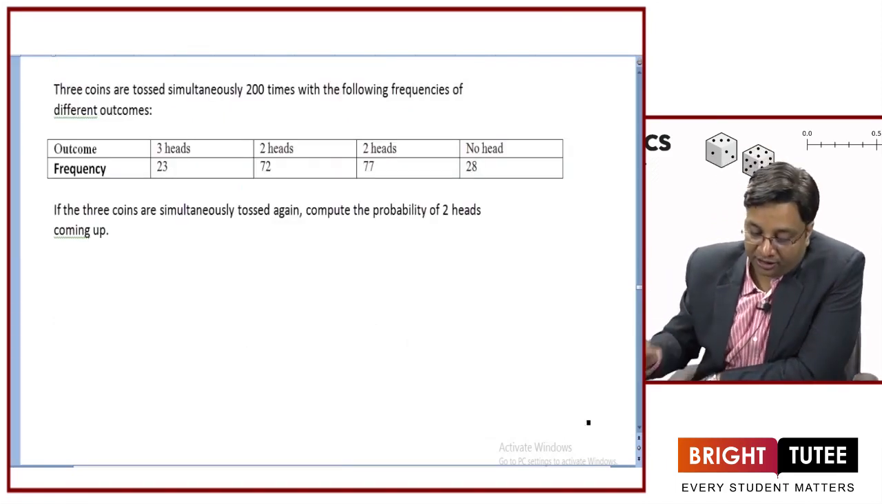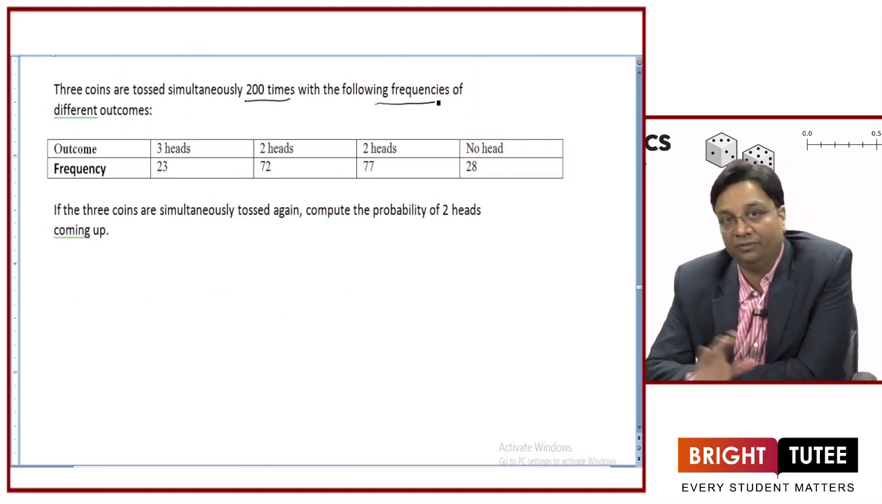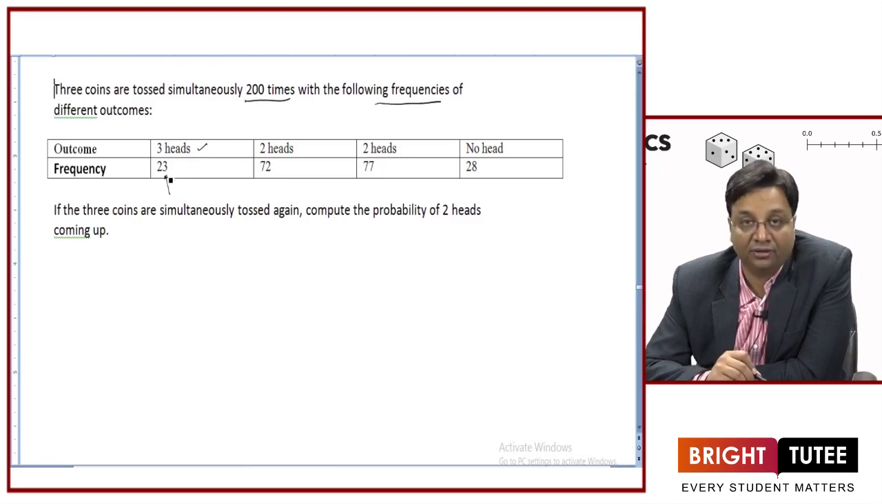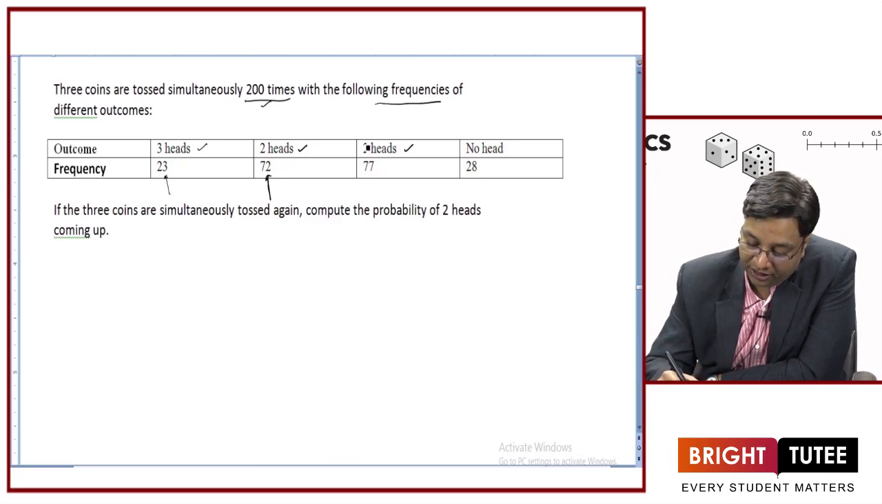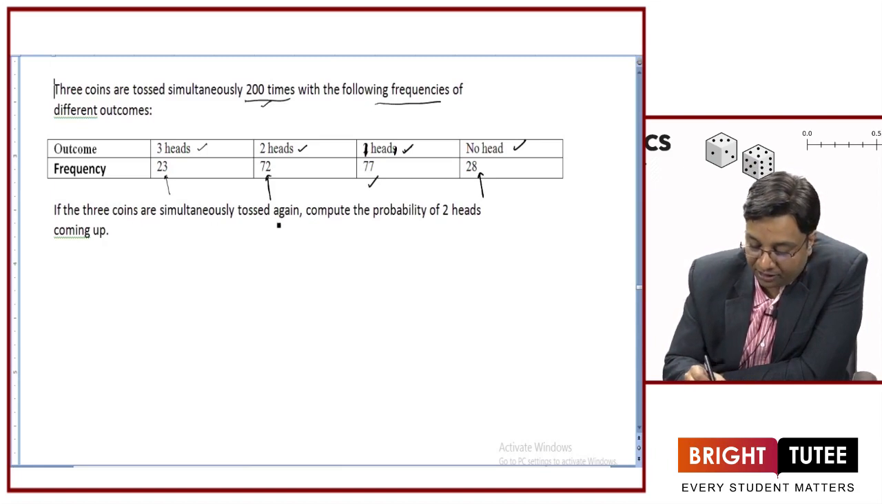3 coins are tossed simultaneously 200 times with the following frequencies of different outcomes. Okay. So, what are the outcomes? We get 3 heads 23 times out of these 200 times the experiment was performed. We get 2 heads 72 times, and 1 head 77 times and 0 head 28 times. If 3 coins are simultaneously tossed again, compute the probability of 2 heads coming up.